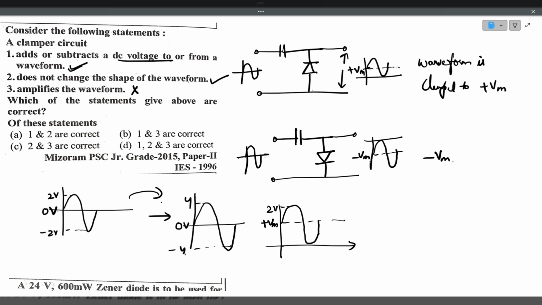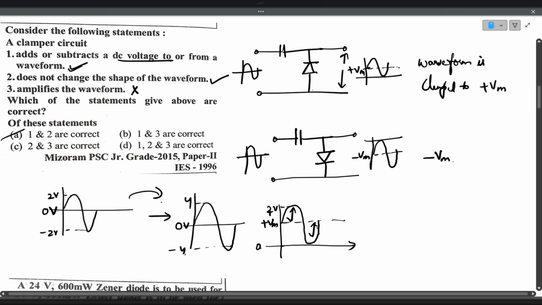That is 4 volts and 0 volts, that is plus 2 volts, minus 2 volts, like that. So amplification is different and clamping is different. It doesn't amplify the waveform. It just shifts the waveform. So the answer is option A, 1 and 2.